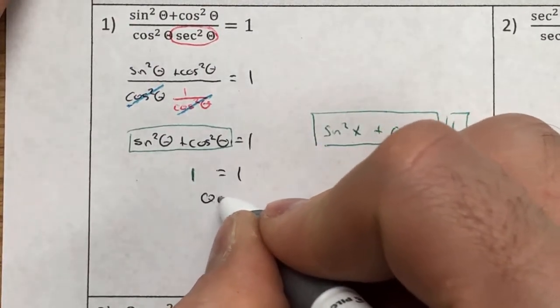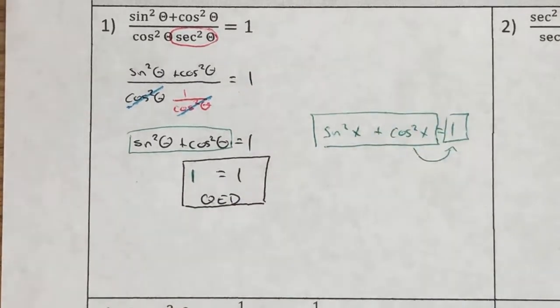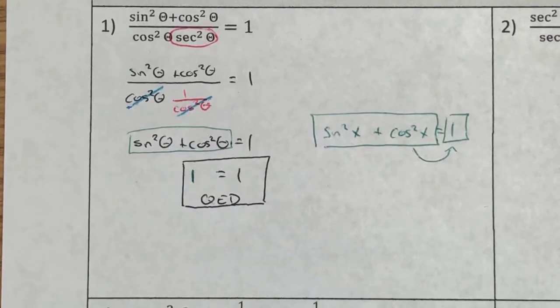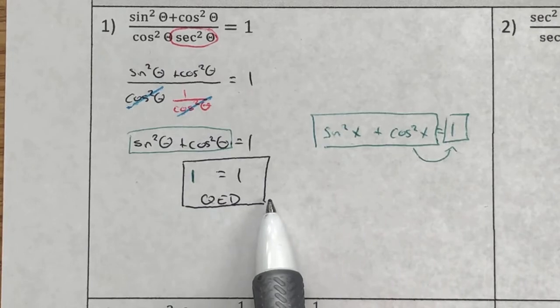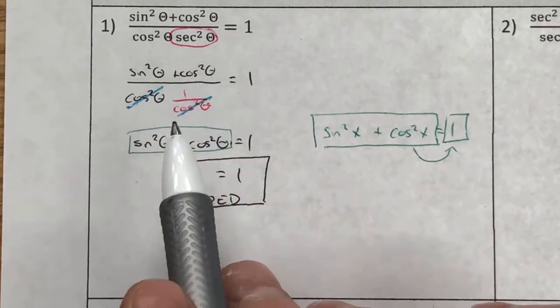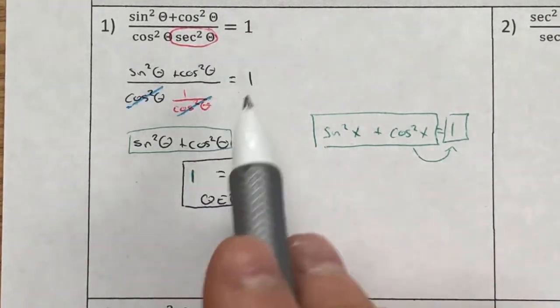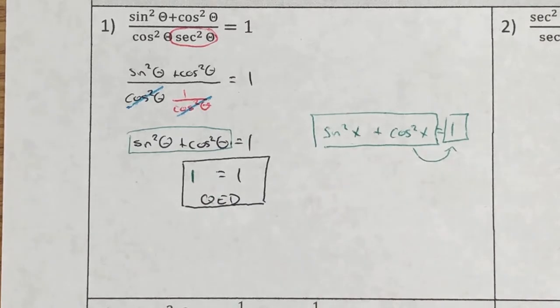And at the end of that, I'm going to put QED. Now, QED stands for Quod erat demonstrandum, which is Latin for that which has been demonstrated, saying I have successfully demonstrated that yes, left does equal right, this expression does equal 1, because after working both of them, I got 1 equals 1.